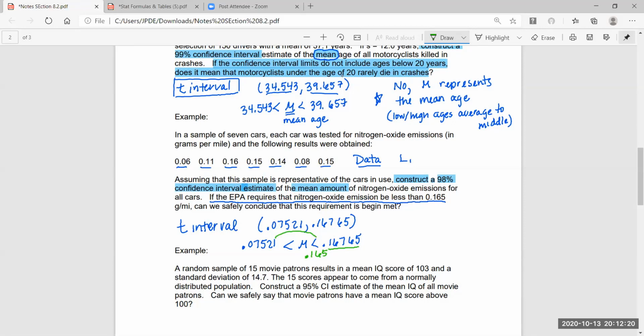But we've got to think about it. It's saying the average is going to be from 0.07521 to 0.16765. Well, if this is the highest it's supposed to be, some of those numbers are too high, right? So here I would say no.